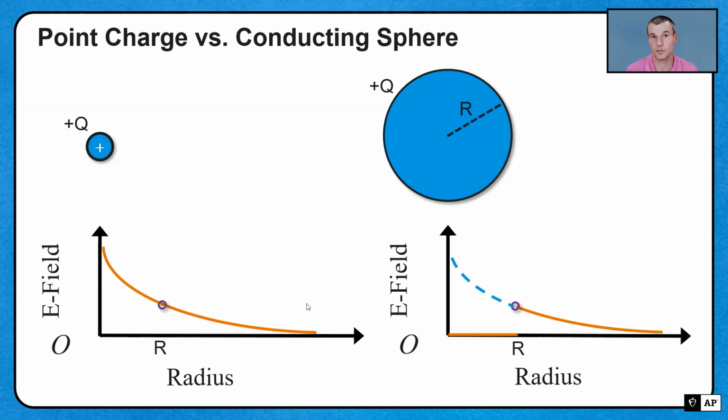So going back to that previous question, if we're comparing a point charge and a conducting sphere of the same charge, what's different? Only the electric field inside the charges is different. Everything outside is going to be the exact same. You wouldn't even know the difference.